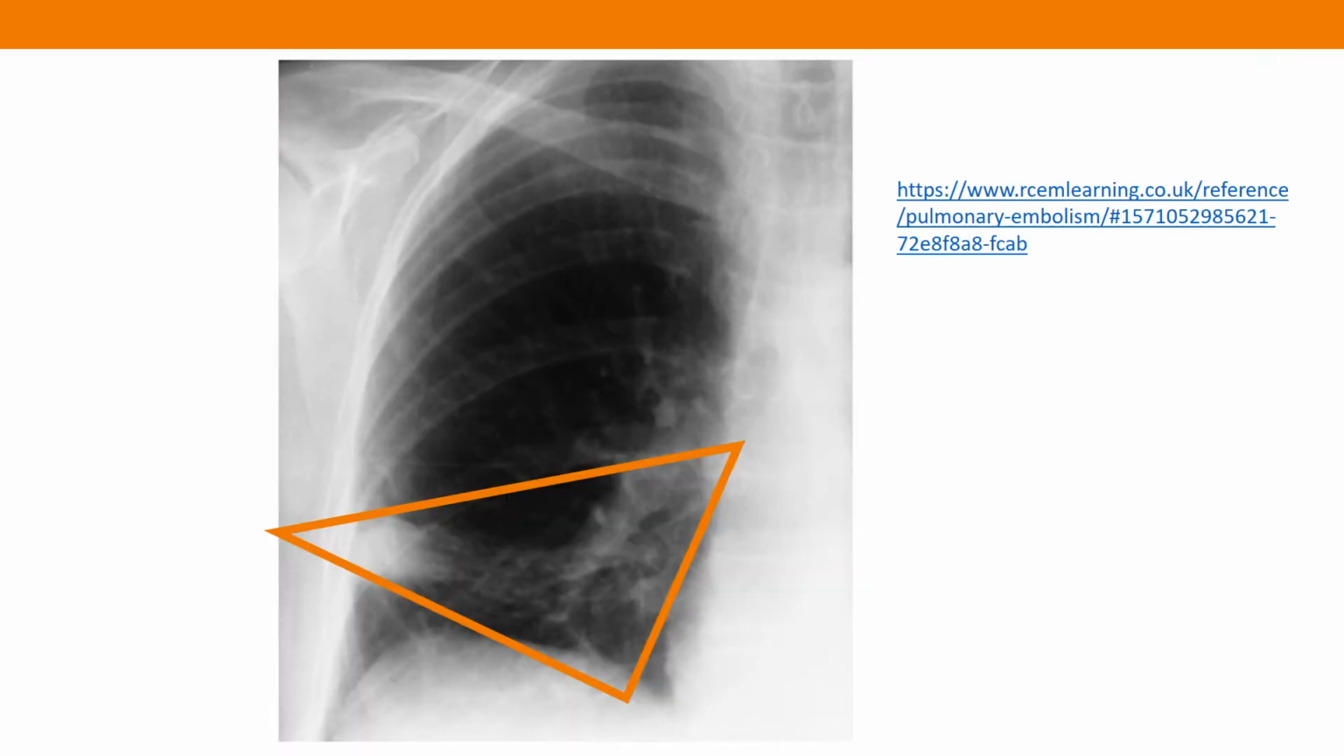So this here is a wedge infarction, as you can see inside from the triangle. This is a patient that's had a PE and subsequently developed a pulmonary infarction. There are no other findings on this chest x-ray.